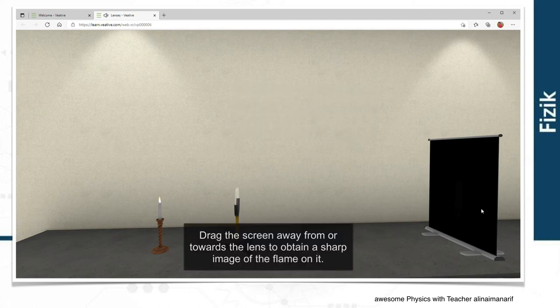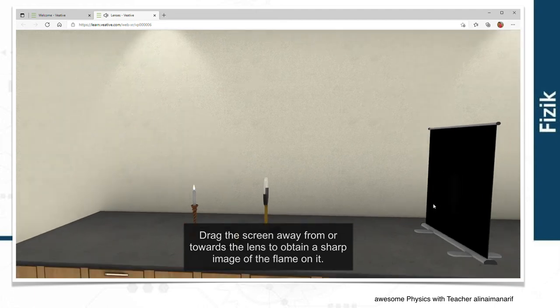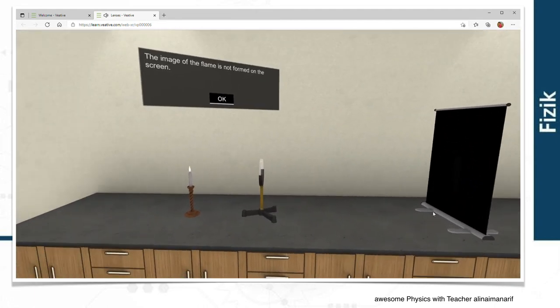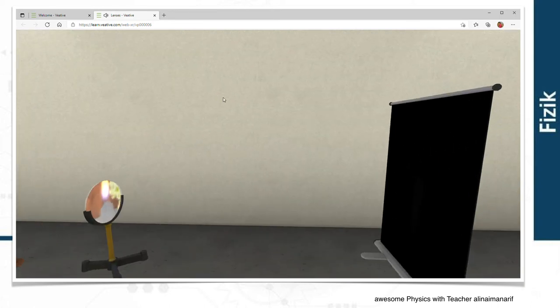I will move the screen to produce a sharp image. The image of the flame is not formed on the screen. I move the screen forwards and backwards, nothing happens. No image here. So the image is virtual.